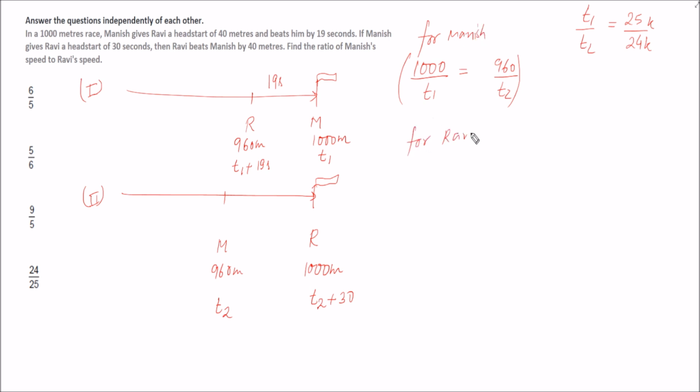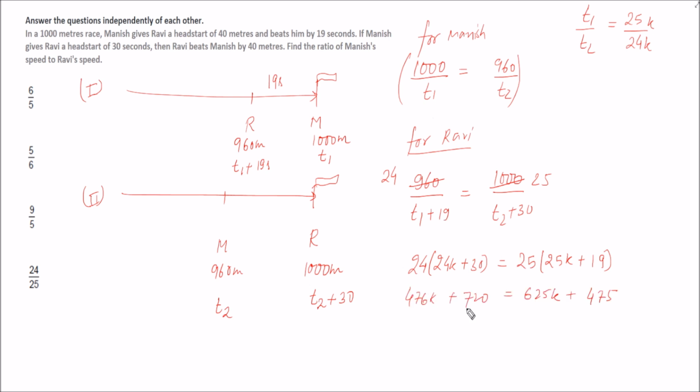Similarly for Ravi, the situation holds true, which is the speed in the first case, 1000 by T1 plus 19, is going to be equal to 960 by T2 plus 30. But remember, this time we are going to use the ratios from the first case. Okay. So let's reduce this. This is 25, this is 24. So cross multiplication, 24 multiplied by T2 is 24K plus 30. This is 25, T1 is 25K, 25K plus 90. I hope I haven't made any error.